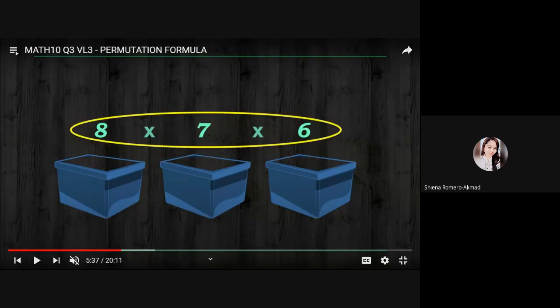Anong sagot natin dyan if we multiply them? 336. That's 336, and that will be the number of arrangements. Now, anong napansin nyo? Does it have something to do with factorial?